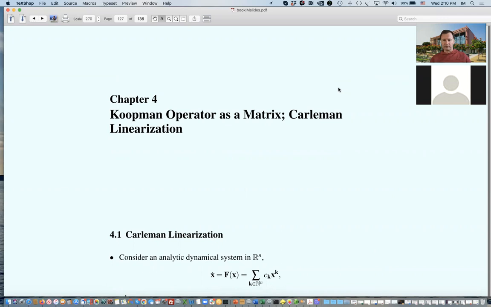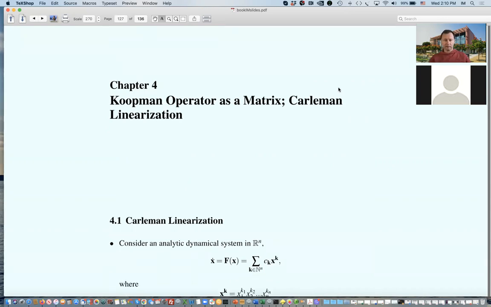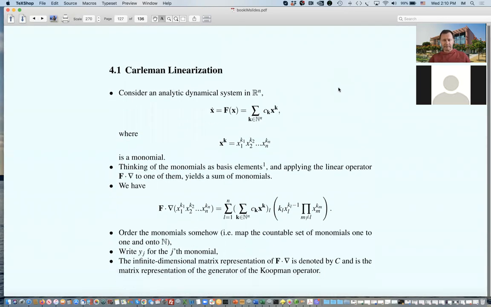Carleman was a very famous mathematician in the early 20th century, and he actually discovered this initially, I believe, without knowing Koopman's work, but pretty soon somebody pointed out to him that Koopman had done some related work, and then Carleman actually cited Koopman's work in his own paper. So let's get going right away.